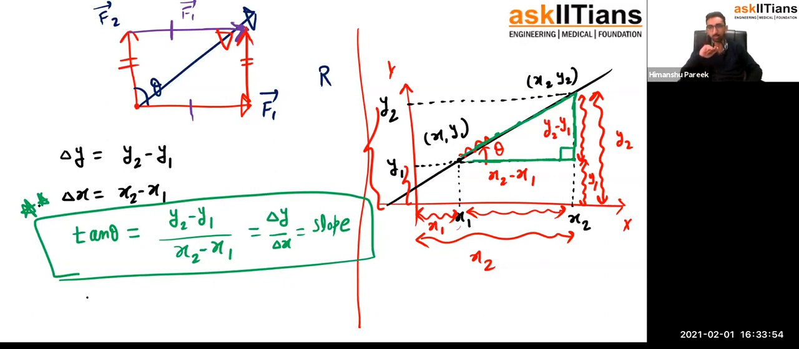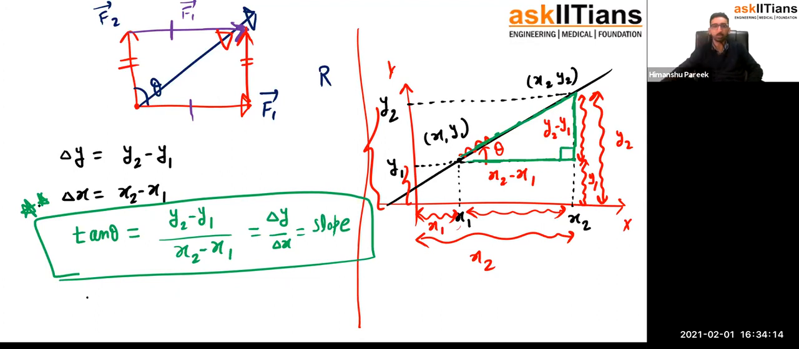physics, motion in a straight line, motion in two dimensions. Throughout physics, you will need this. The tan theta is equal to delta y by delta x, or tan theta is also the slope. So now either I give you the angle theta or I give you the delta y by delta x, you are able to find out the slope.